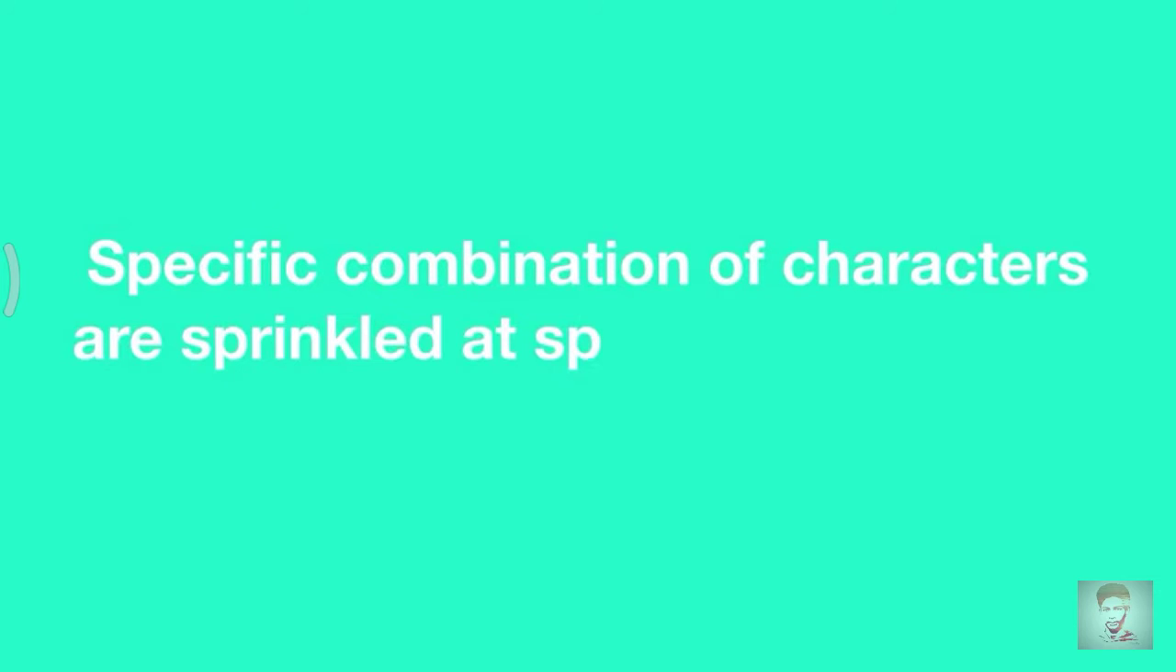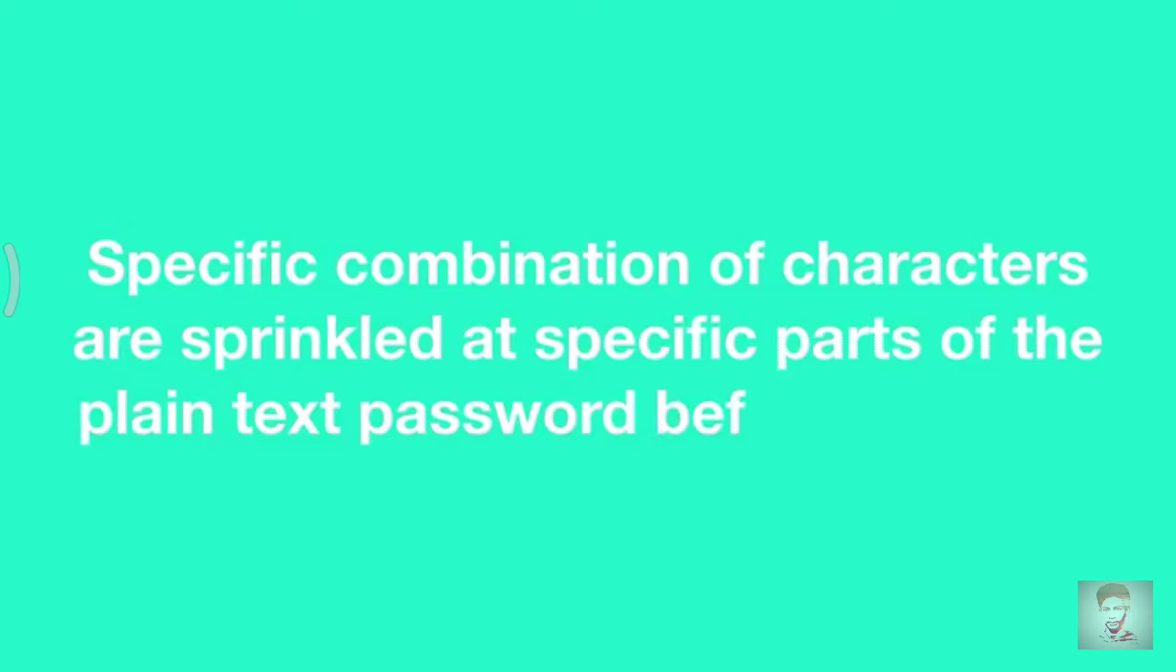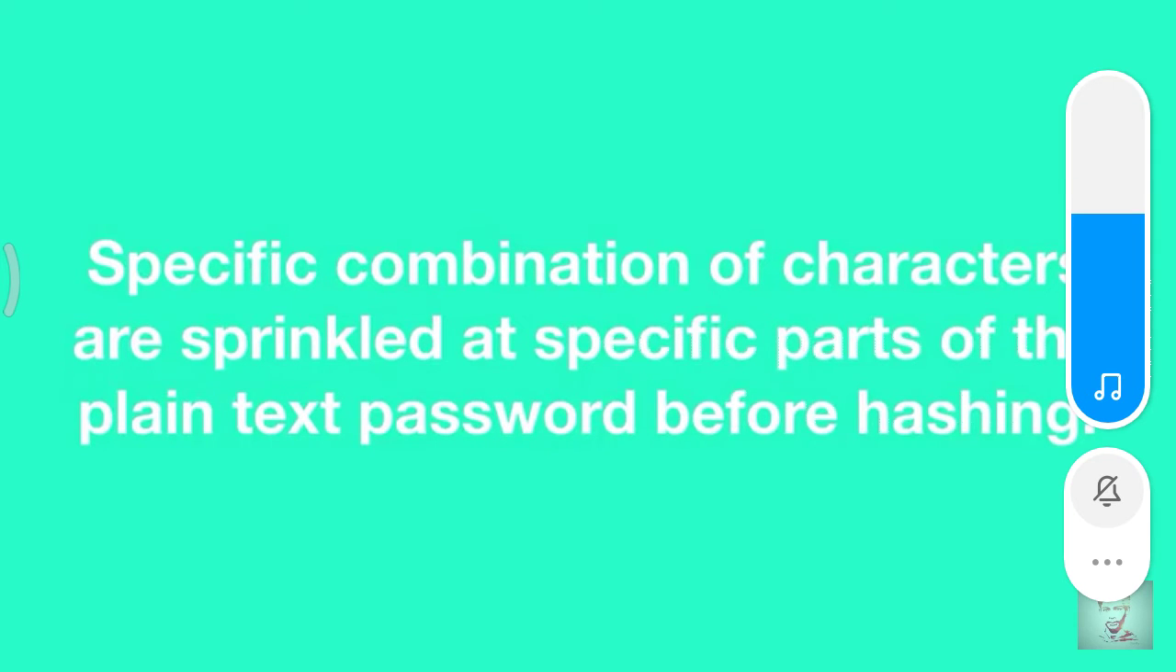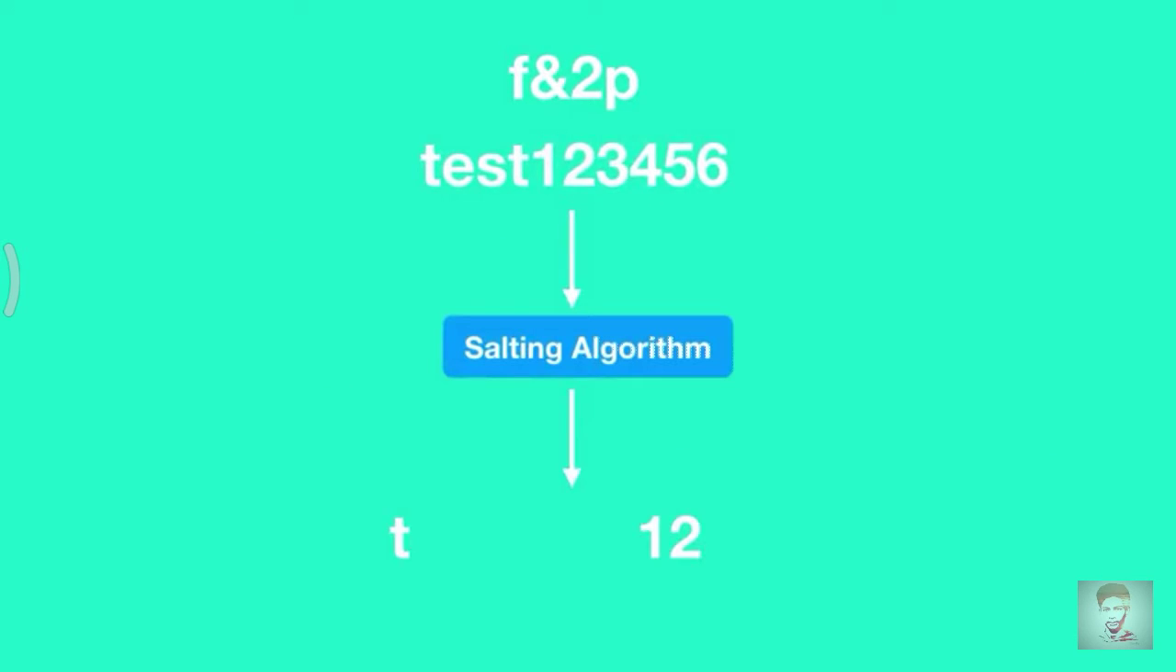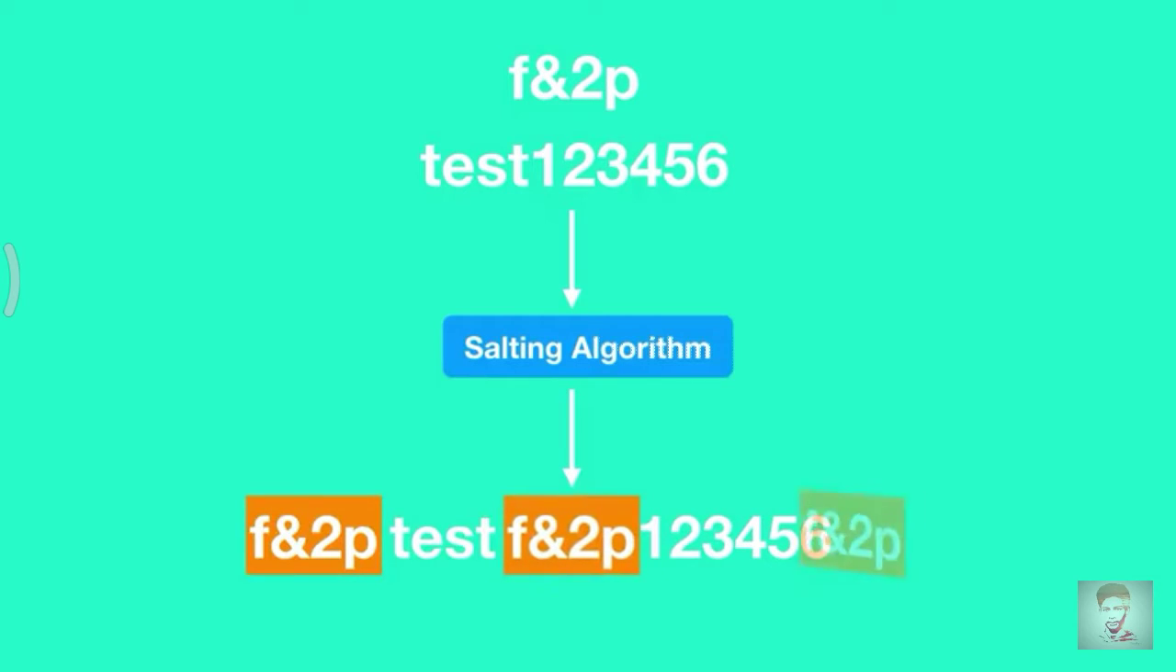A new technique called salting was introduced by security analysts to give hackers a hard time in cracking passwords. In this technique, a specific combination of characters is inserted at specific positions of the plain text password before hashing. Every company has its own salting algorithm, and they don't make their salting algorithm public. For example, let's say Facebook's salting algorithm inserts a string f&2p at the beginning, after the third character, and at the end of the plain text password.